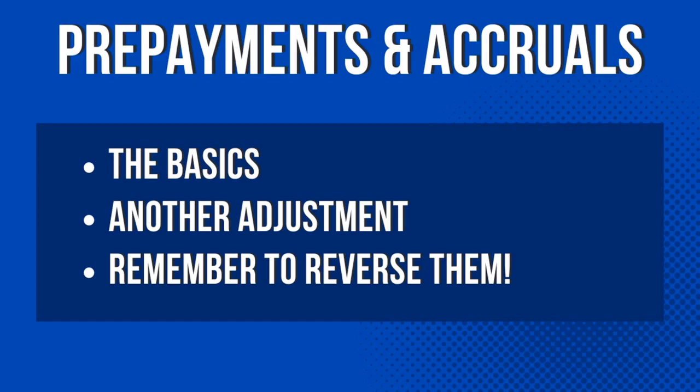Prepayments are assets. So the journal entries are debit prepayments on the balance sheet and credit the relevant expenses on the profit and loss statement. Accruals are the opposite. So they are liabilities. The journal entries are credit accruals on the balance sheet and debit the relevant expenses on the profit and loss statement.